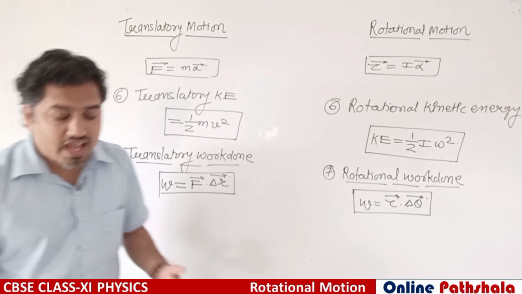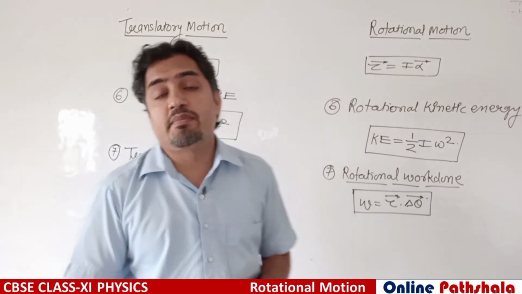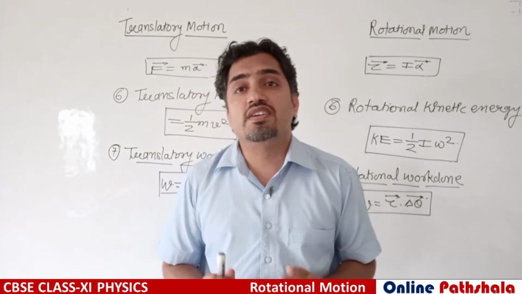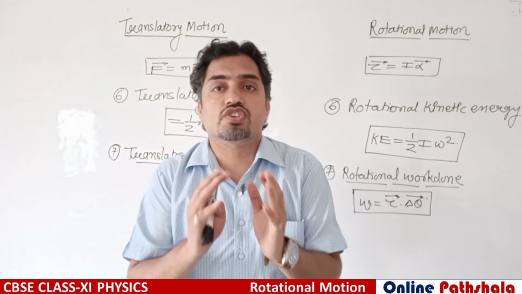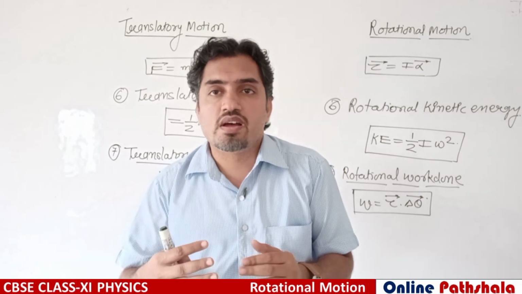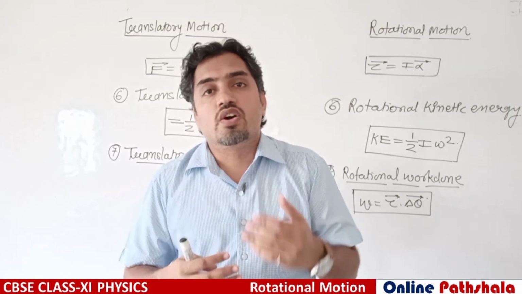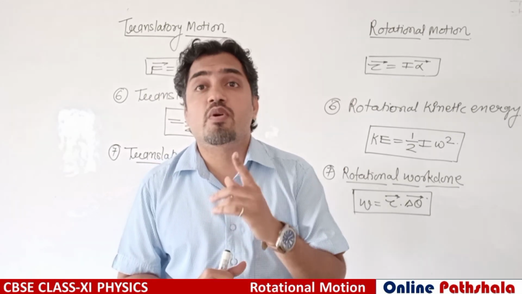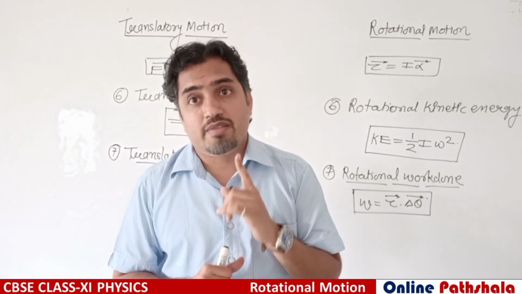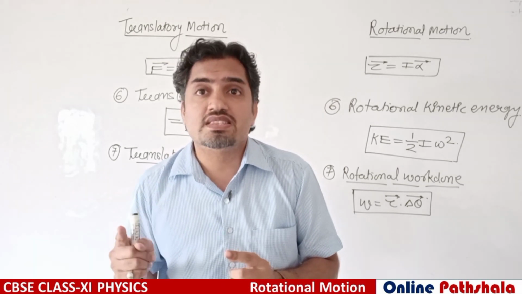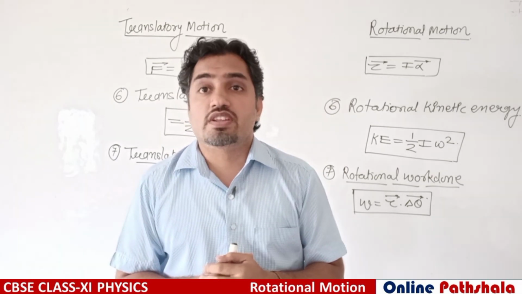So with the help of these parameters of translatory motion and rotational motion, we can understand all the concepts of rotational motion, and how we can use different formulas and derivations for rotational motion. But there is one concept, only the moment of inertia, that is totally different. As we are using mass in translatory motion, we have to use the moment of inertia in rotational motion.